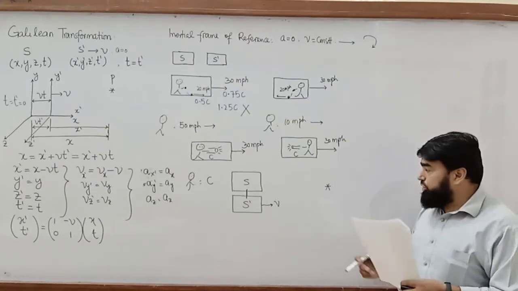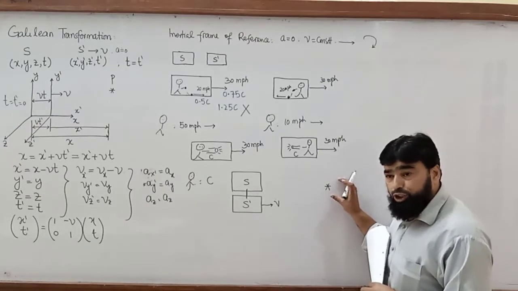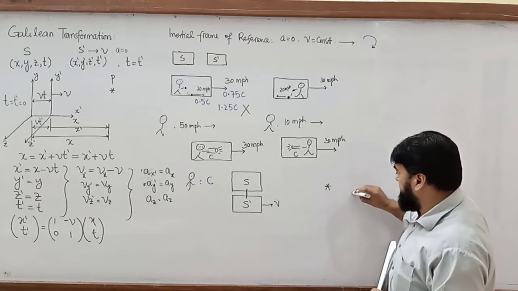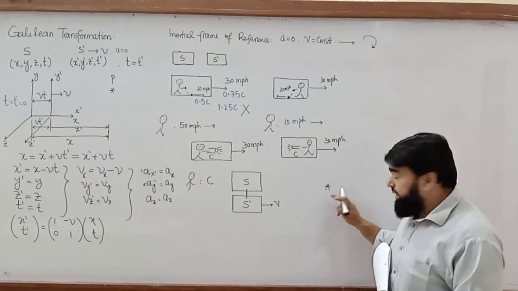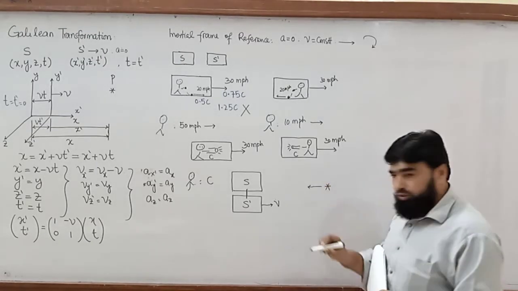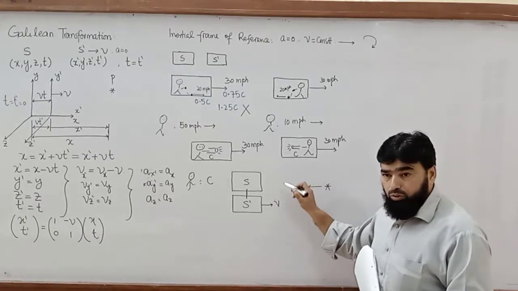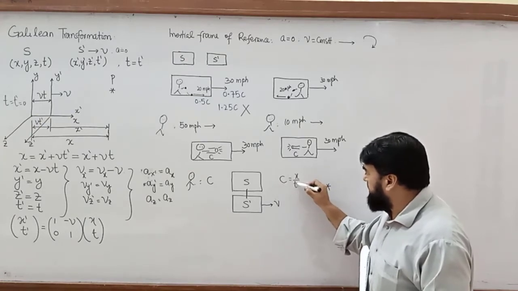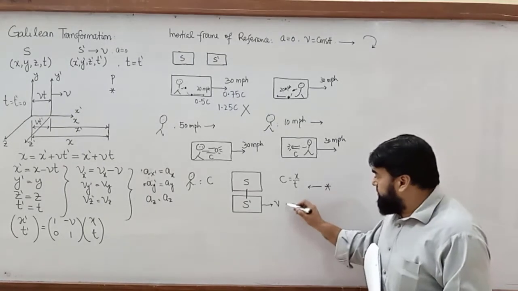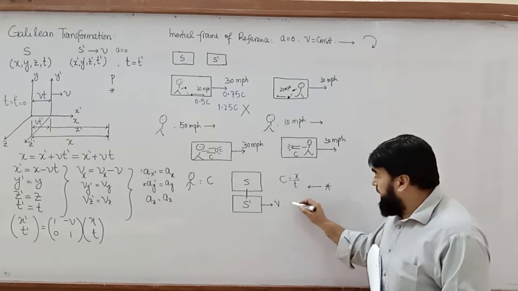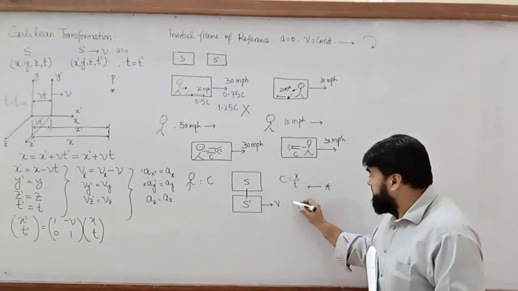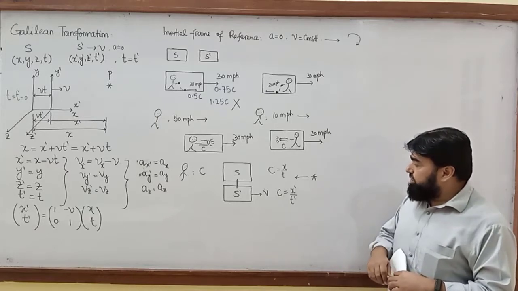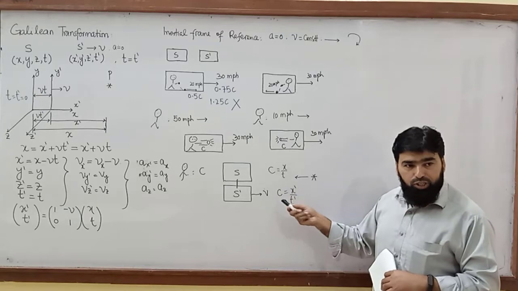So how will one measure it? Let's say it is a flash of light. And this flash of light is coming to the two frames. This will measure the speed of it. And the S frame will measure the speed of it as C equals X over T. While this speed will be measured by this one as well. And what the S prime will measure according to that, it will measure it as X prime by T prime. Now we know that both speeds are the same because they will measure the same.